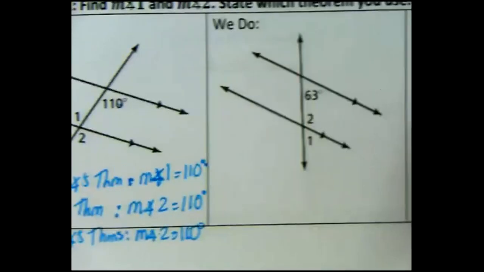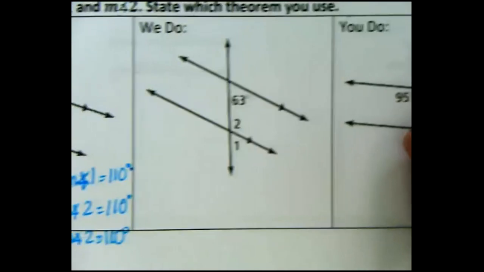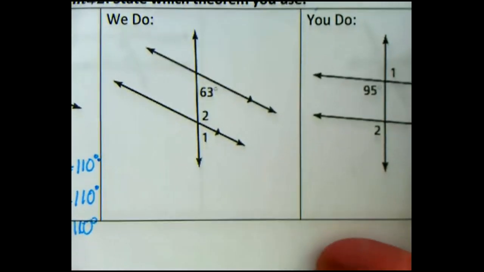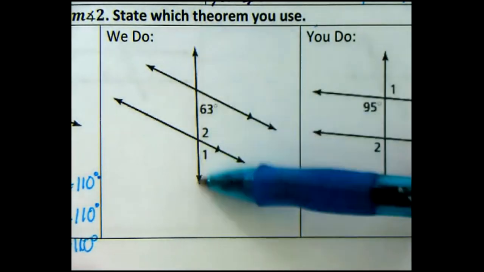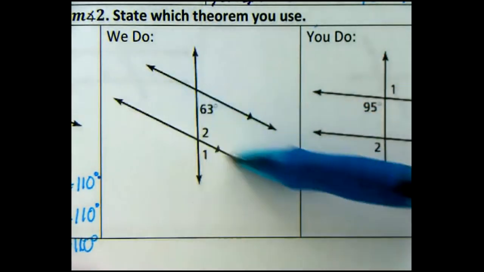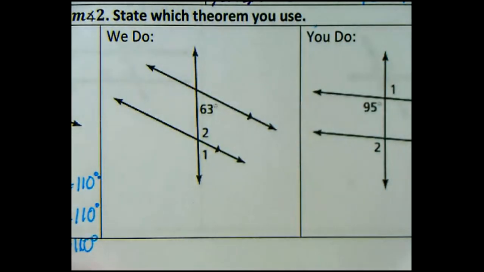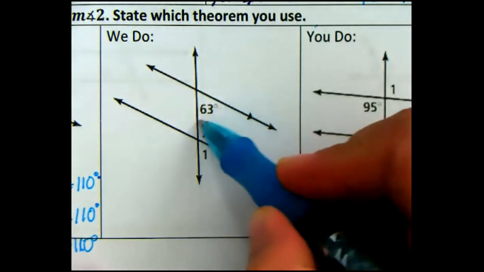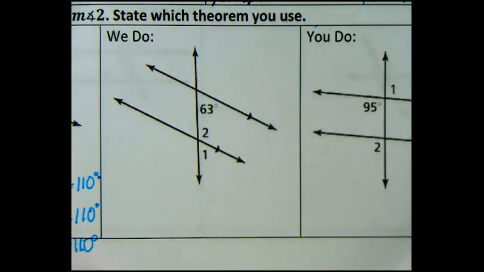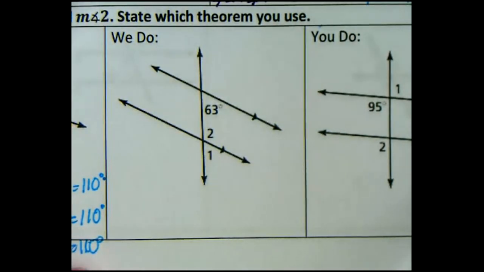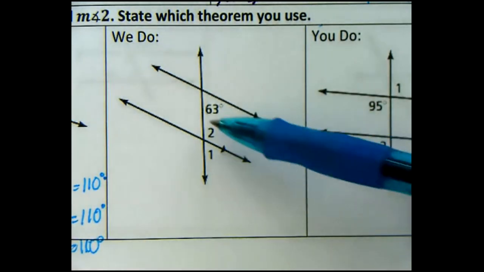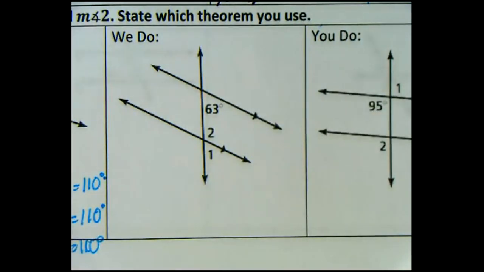Okay, so let's take a look at this one here, the we do. We're given our transversal here, my two parallel lines cut by my transversal. I'm given this angle here as 63 degrees. And I need to find the measure of angle 2 and the measure of angle 1. Okay. Do you see any relationships between the angles here? Any pairs that you can identify?